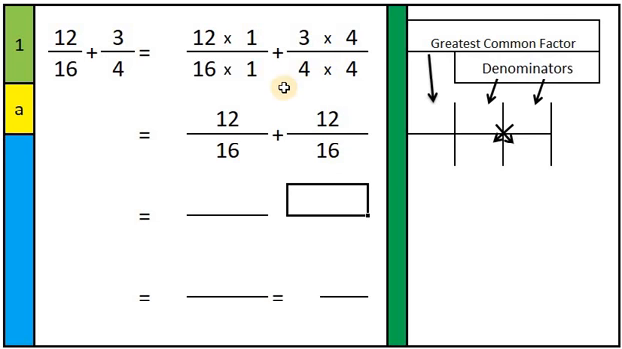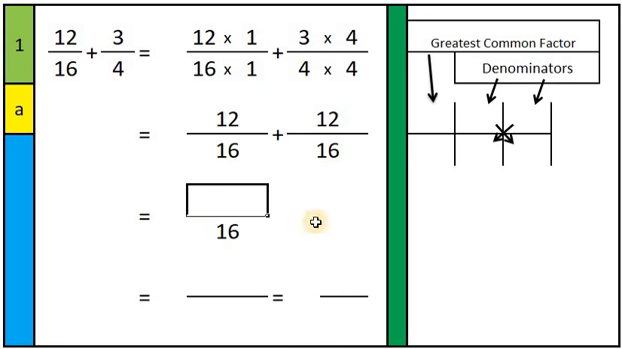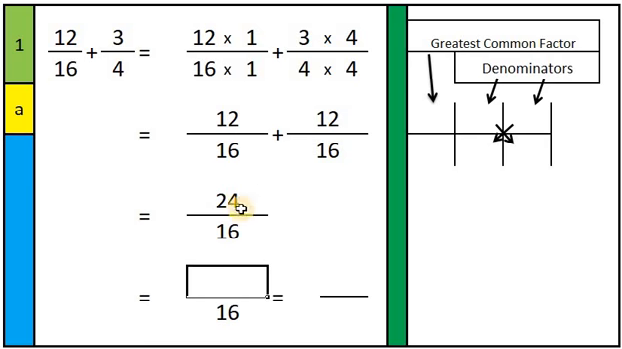Now, since we have the same denominator, we just add up. 12 plus 12 is 24. This is an improper fraction, so we need to change it to a mixed number. Let's write down 24 divided by 16. The result is 1, and the remainder is 8. Now we can see that we can simplify the fraction again.